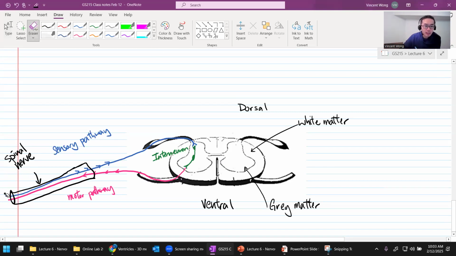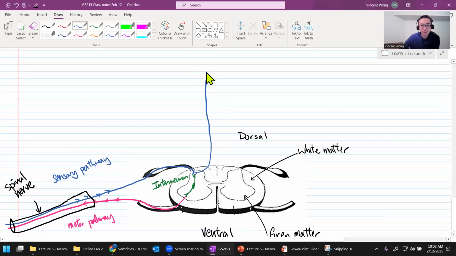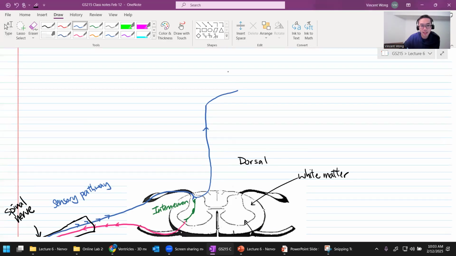So what happens is when the sensory pathway comes in, yes, it will go and connect with the interneuron in the spinal cord, but at the same time, the path is actually going to split and it's going to go up to the brain. Okay, somewhere along the way, it's going to cross the middle, and then it's going to go to the left brain. Okay? This is the right half of the body. This is the left side.